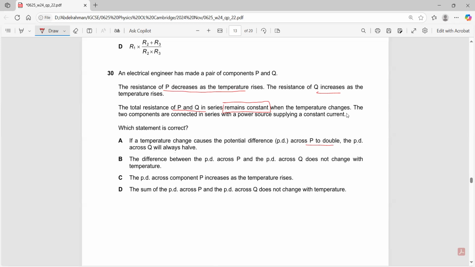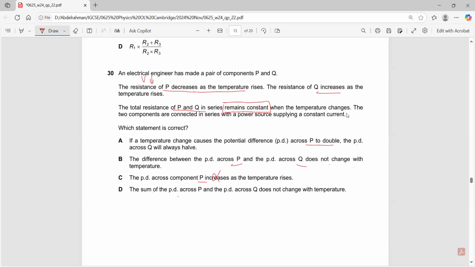The difference between the potential difference across P and Q does not change with the temperature. No, it does change. The potential difference across component P increases as temperature rises. Well, he said that the resistance decreases when the temperature increases, meaning that the voltage also decreases. So this is wrong. It should decrease.